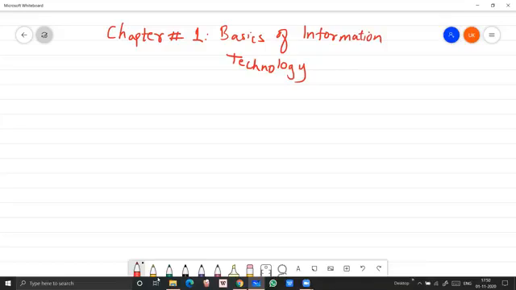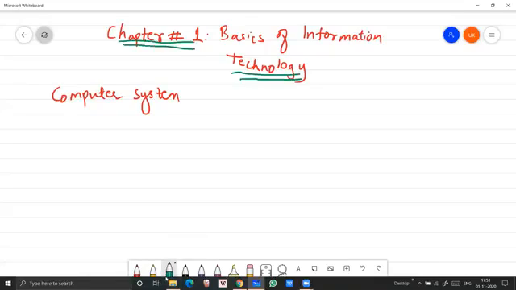Now, last time students, we started with the computer system and we saw that the computer system can perform 5 major functions. We have finished with the computer system and we were about to start with the architecture of the computer system.